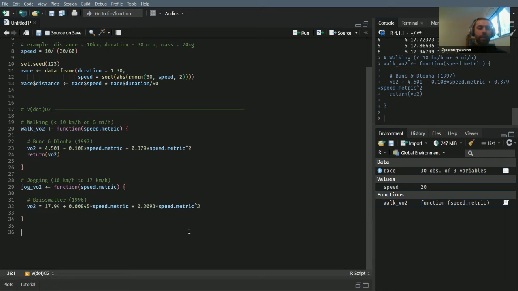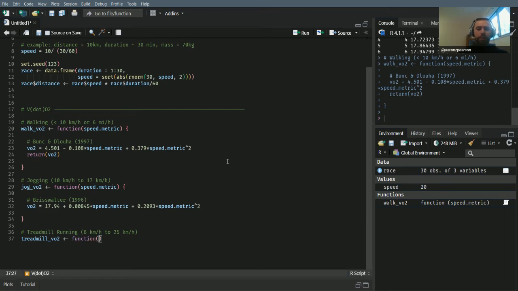So we have one that's treadmill running, and this is different from running on the track because the treadmill actually is more efficient because it pulls your leg back rather than you having to propel yourself forward. So it uses a little less energy. So we'll call it treadmill running, and this is anywhere from about 8 kilometers per hour to 25 kilometers per hour. So treadmill underscore VO2.